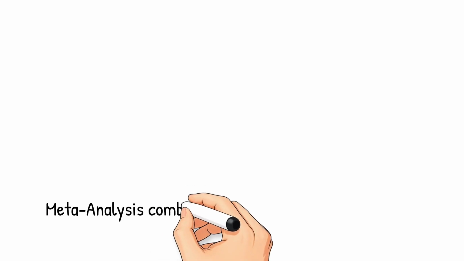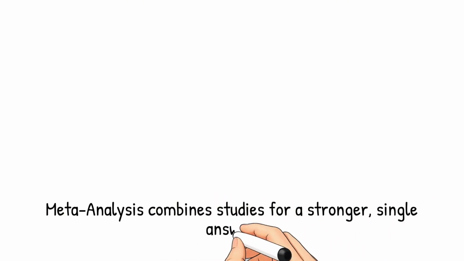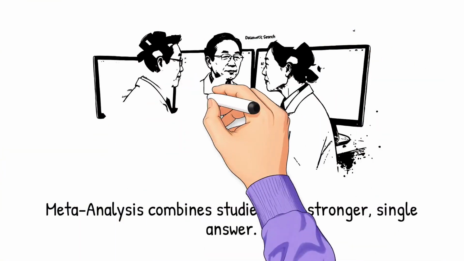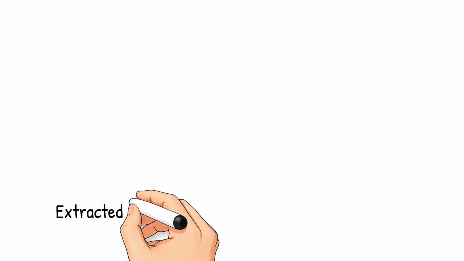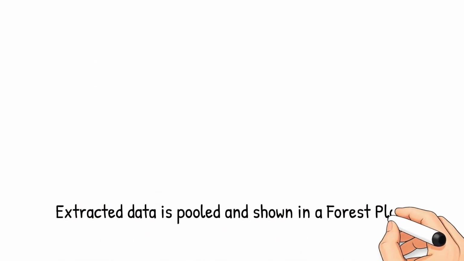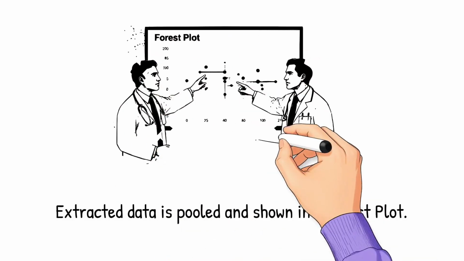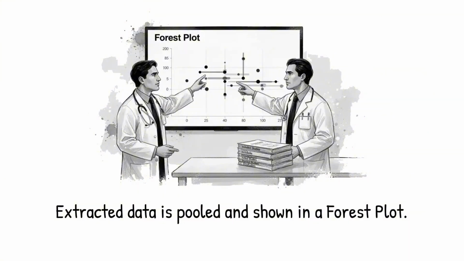How it is performed. Write a precise PICO question and register it publicly before starting. Search every major database: PubMed, Cochrane, Scopus. 2 independent reviewers screen every result. Studies that pass the quality filter are included. Their data is extracted and pooled into a statistical model. The result is shown as a forest plot, a visual that shows every included study and the combined conclusion.